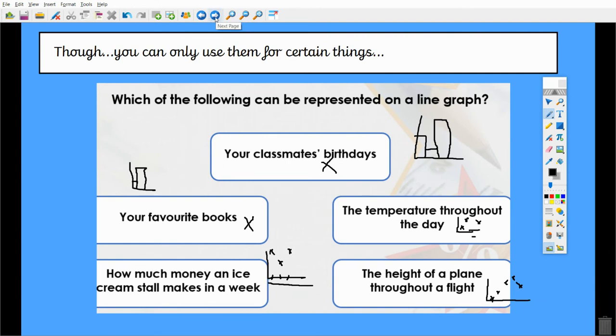So that's important to remember, that you can't use a line graph if it's got, what's that C word? If it's got categories at the bottom.